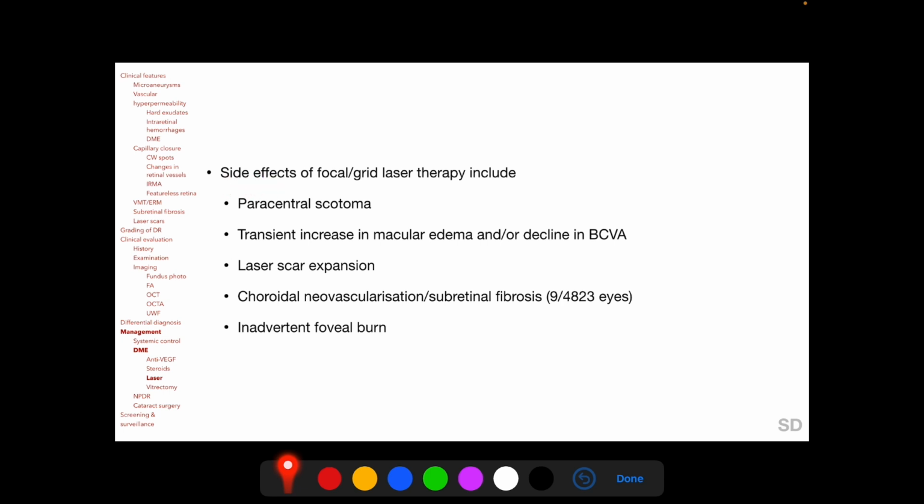Side effects of focal and grid laser therapy include paracentral scotoma, transient increase in macular edema and/or decline in best-corrected visual acuity, laser scar expansion, choroidal neovascularization or subretinal fibrosis, and inadvertent foveal burn.